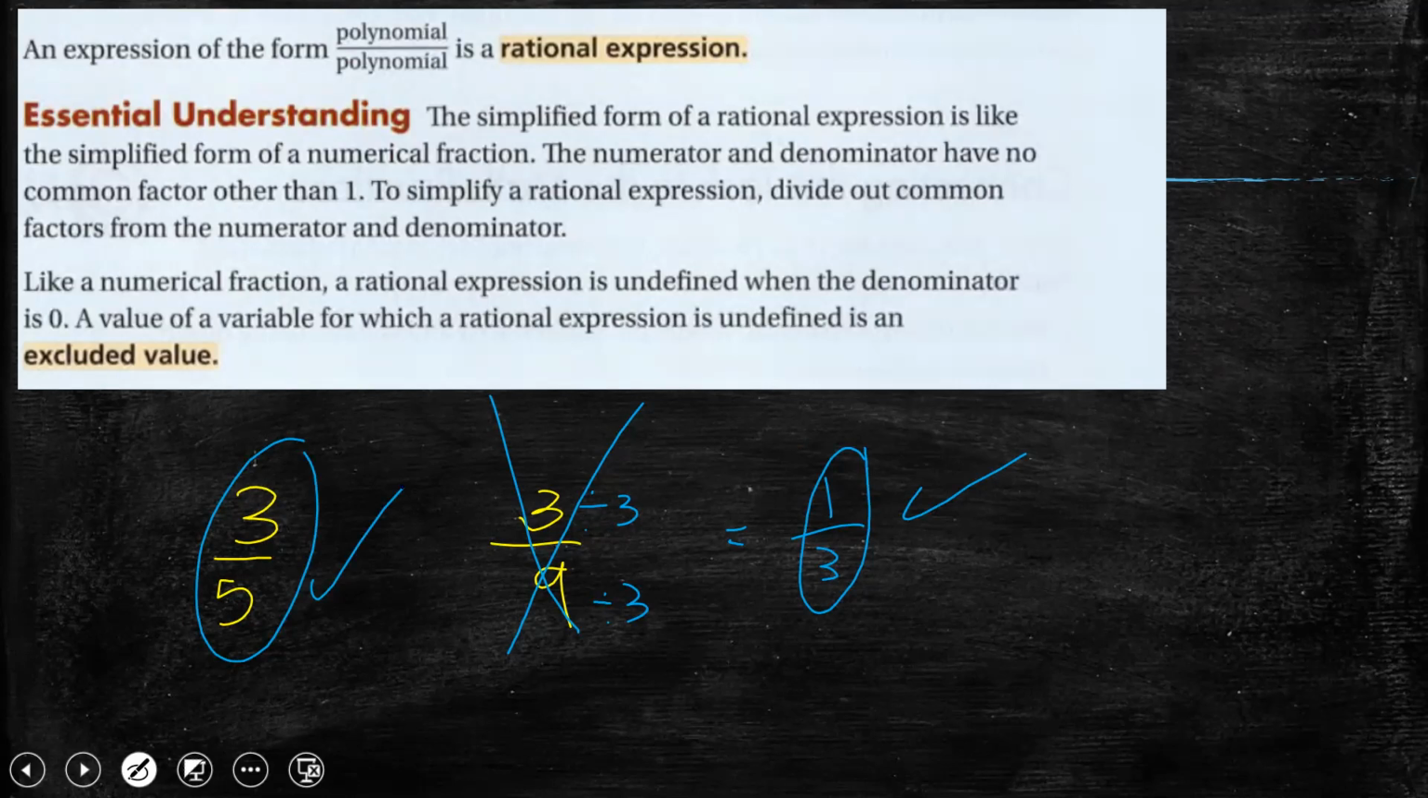As we did in numerical fractions, we have to do here in the rational expression. We must know that if we have x minus 1 over x squared as an example, there's no common factor between the numerator and the denominator, so I will say that this is the simplified one. Now, let's see how we can simplify it.